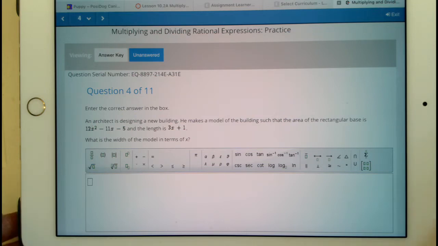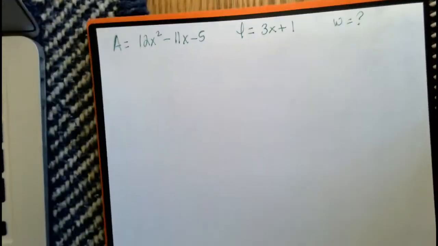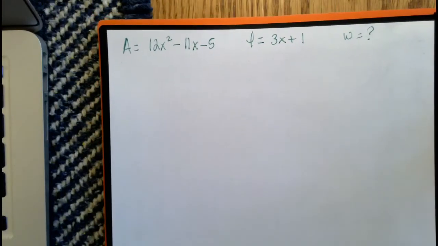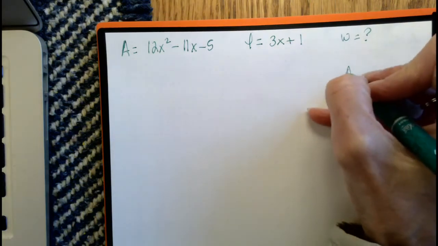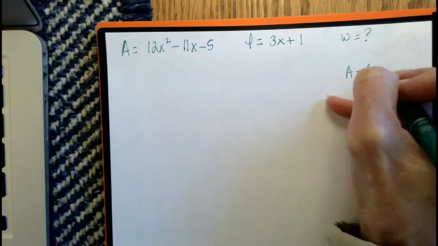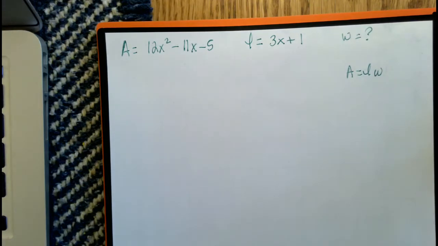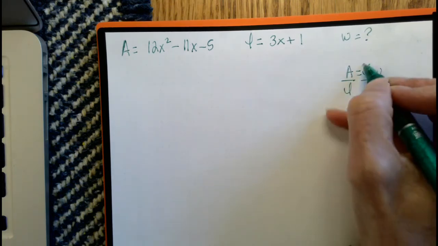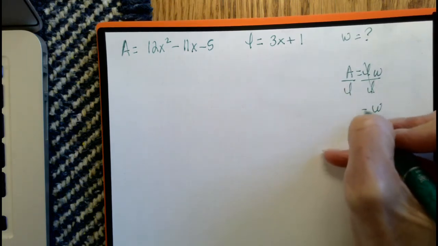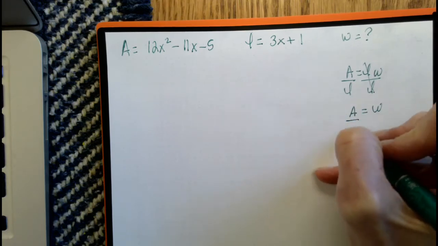So I'm going to flip over here to my paper for a couple minutes. Got to be able to see what I'm looking at here. But the area is that value, the length is that value, and we want to find the width. Keep in mind that area equals length times width. So if we want to know what the width is, we need to divide both sides by the length. So our width is going to be area divided by length.